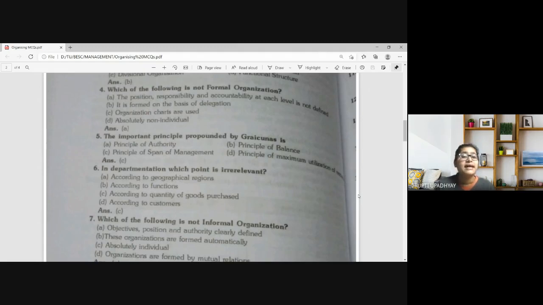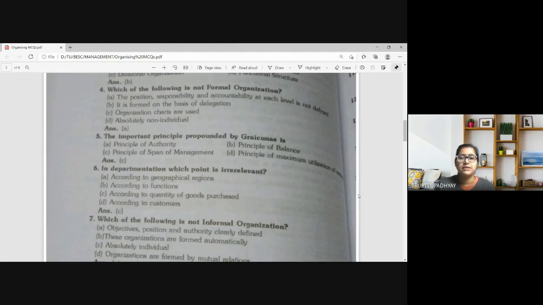Next, in departmentation, which point is irrelevant? A. According to geographical regions. B. According to functions. C. According to quantity of goods purchased. And D. According to customers. So departmentation is done, right? So which point is irrelevant?